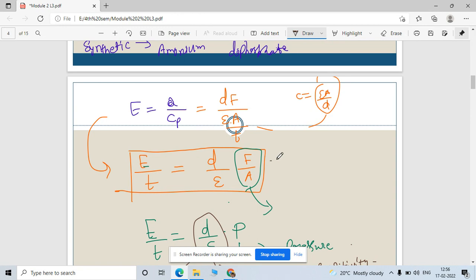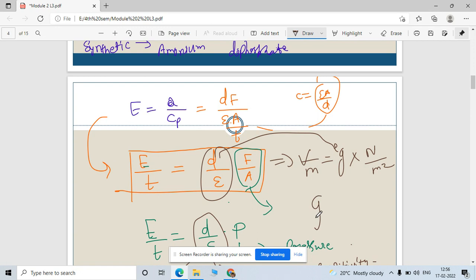From this, this is volt per meter, and this term is nothing but your g. Force is in Newton, and area is meter square. So when you solve it, this meter gets cancelled out, and this is volt meter per Newton.